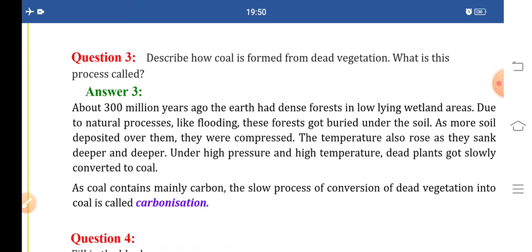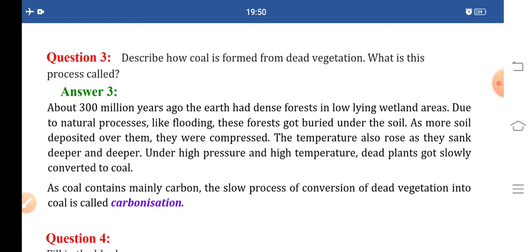Then describe how coal is formed from dead vegetation and what is the process called. You need to tell the complete process of formation of coal. So in this you need to write each and everything, that how coal is produced from the dead remains of plants and animals when they got buried under the earth's crust, then under high temperature and pressure conditions these remains got converted or degraded to form coal, and this whole process of manufacture of coal is known as carbonization.